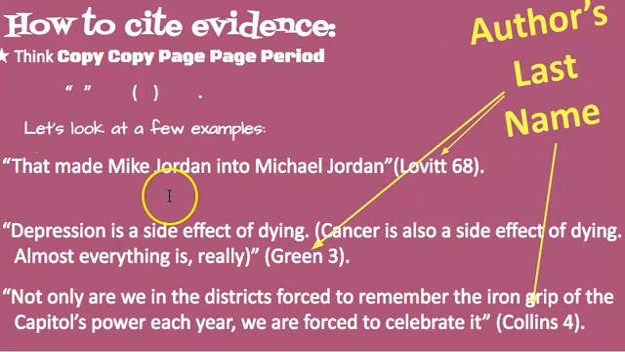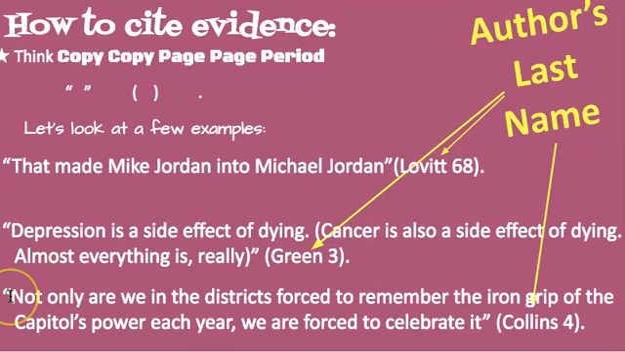A quote, "That made Mike Jordan into Michael Jordan," end quote, parentheses, author's last name, always last name, and page number, parentheses, and the period on the outside. Another example, quote, "Depression is a side effect of dying. Cancer is also a side effect of dying. Almost everything is, really." So the quotation marks were part of the actual quotation. And then do the same thing. Parentheses, author's last name, page number, parentheses, and the period on the outside.